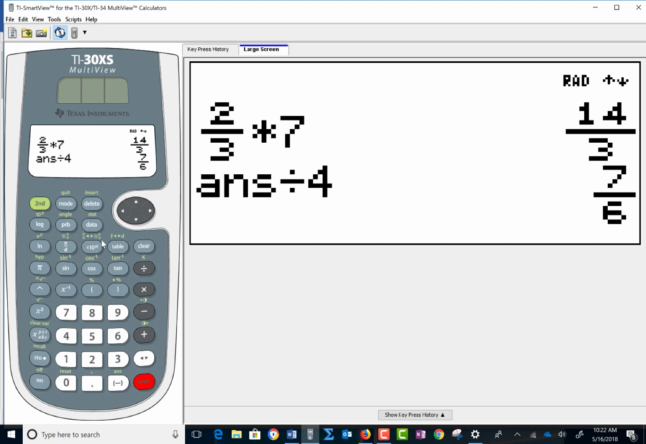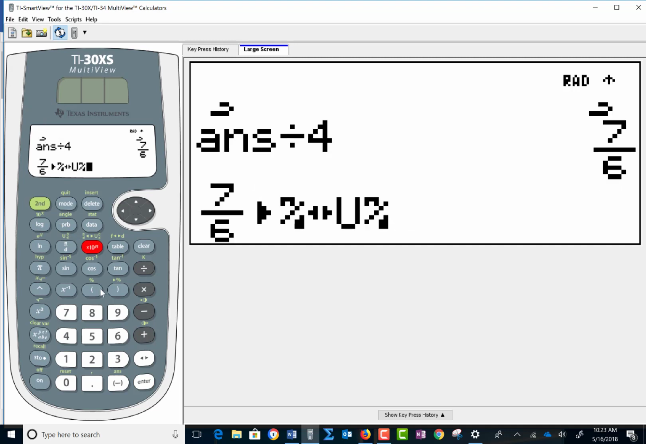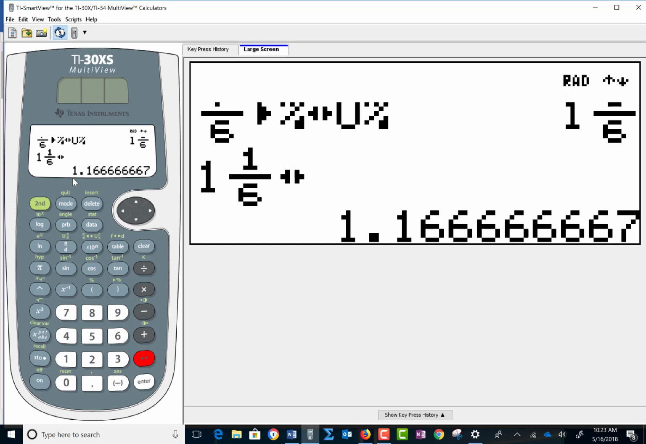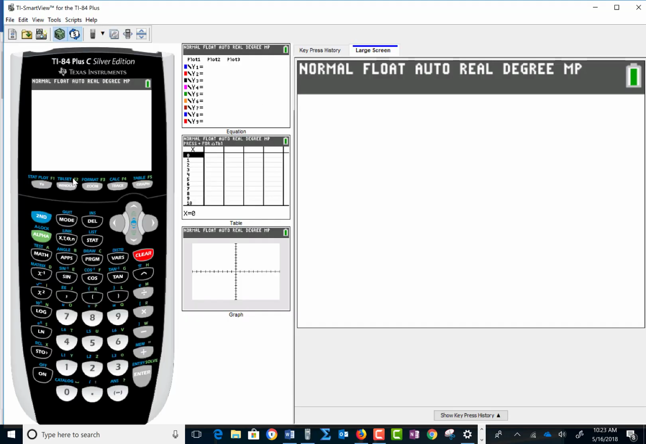So on this particular calculator, you can see up here where you have the fraction to a mixed number. If I want it as a mixed number, I would hit second and then access this and hit enter, and it would give me the mixed number. If I wanted it as a decimal, I would hit this one and it would give it to me as a decimal.